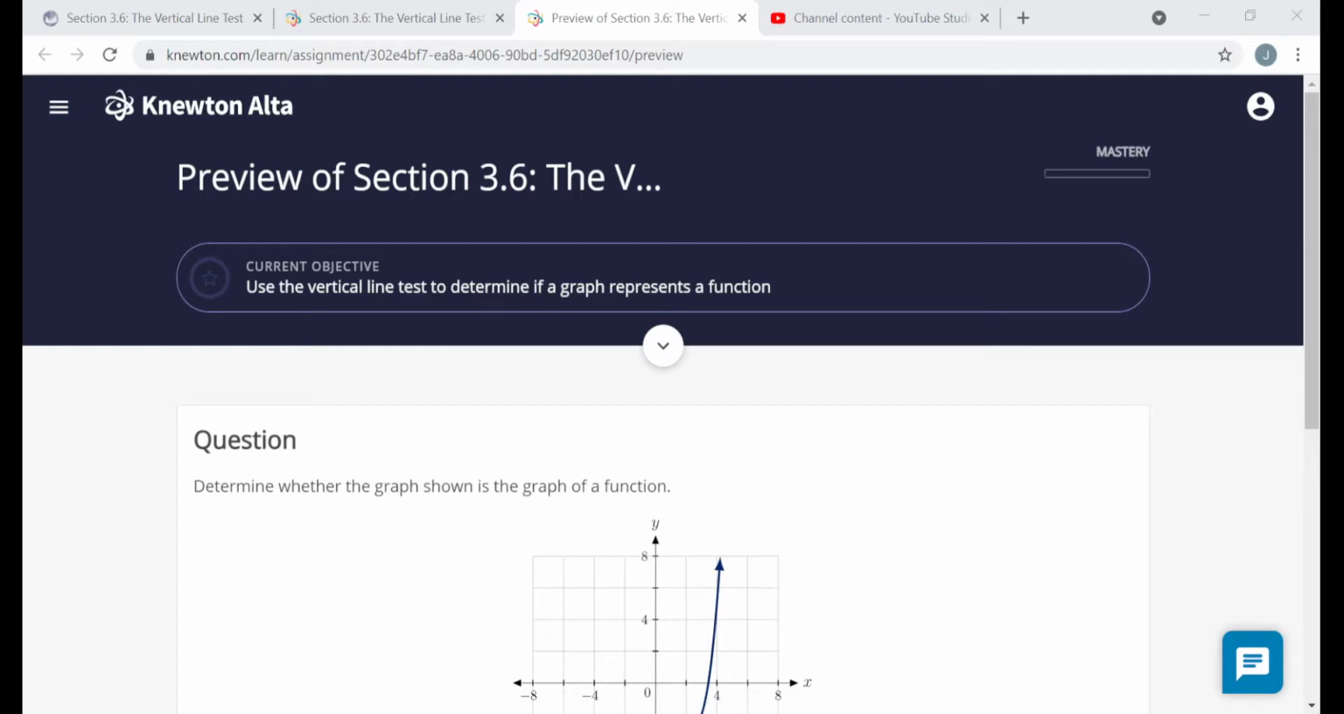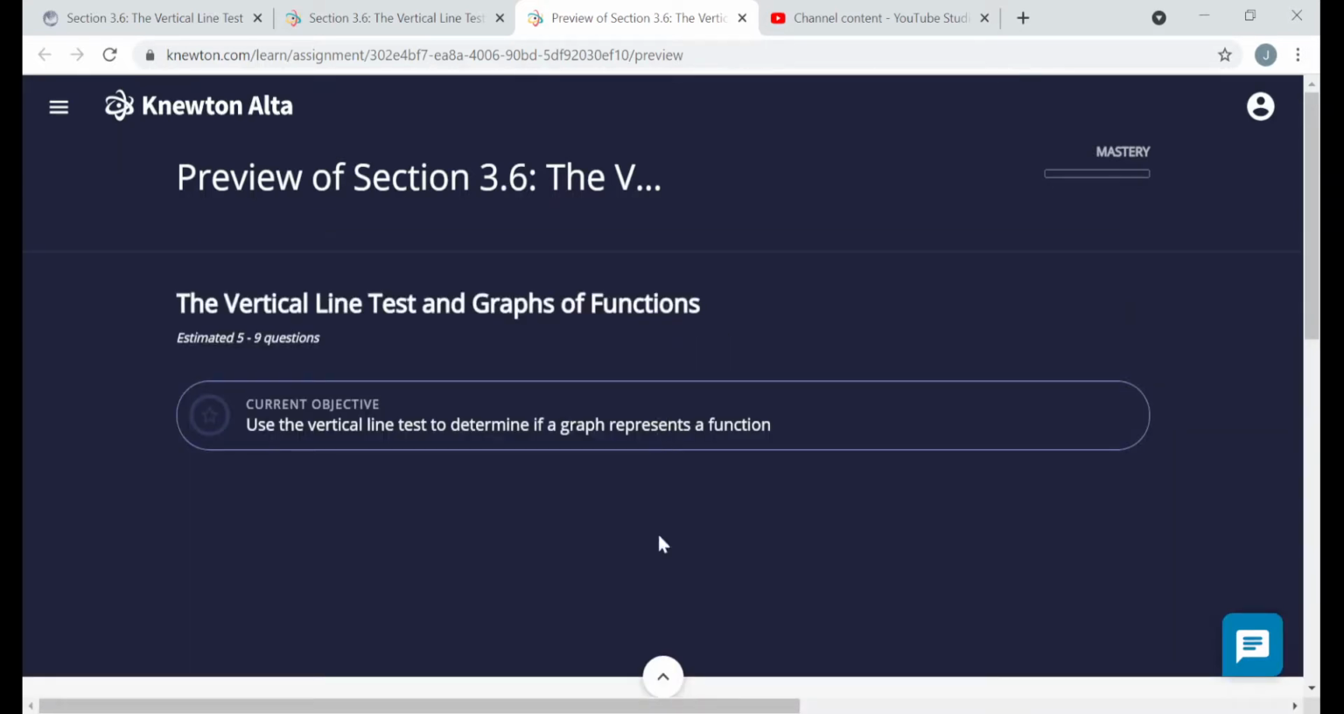Alright, so here's the assignment page. Again, you will not see the word preview. You're just going to see the title of the assignment, the mastery bar, the objectives, and there is only one objective in this assignment. Just use the vertical line test, which I'll describe in a second, to determine if a graph represents a function.